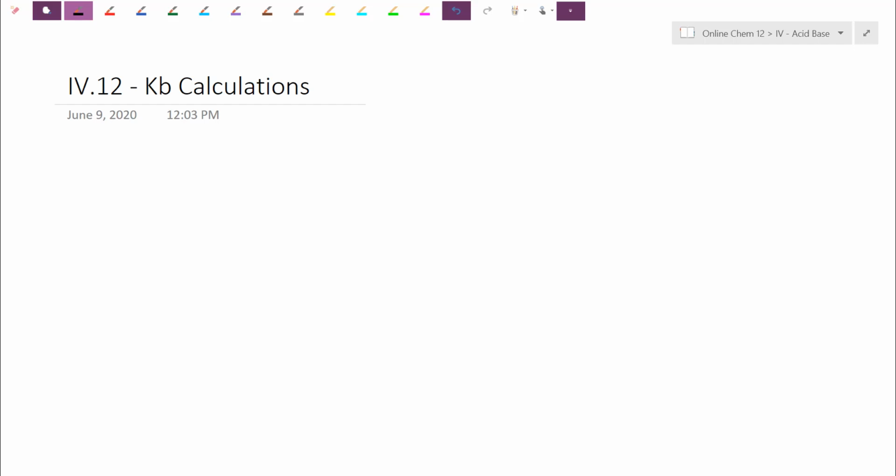Morning, everyone. So yesterday we had a look at Ka calculations. We saw that the question became a whole lot harder. In part one of this chapter, we had dealt with strong acids. They ionized 100%. You didn't need any ice table work here.